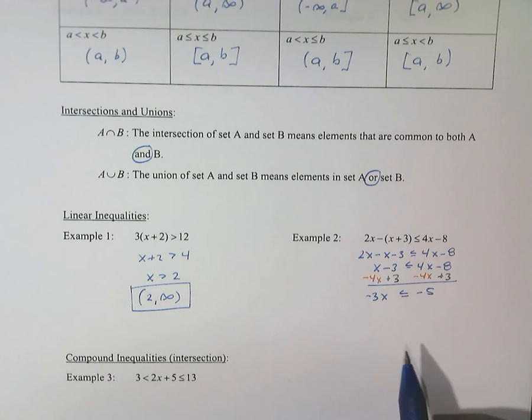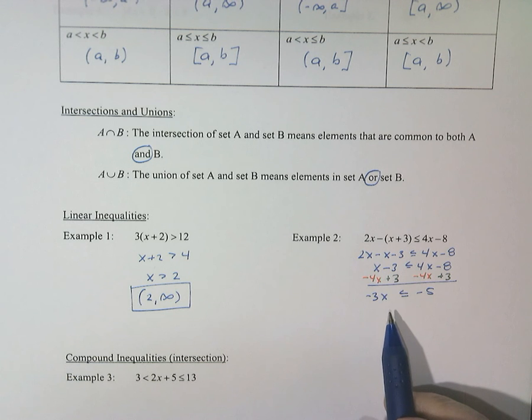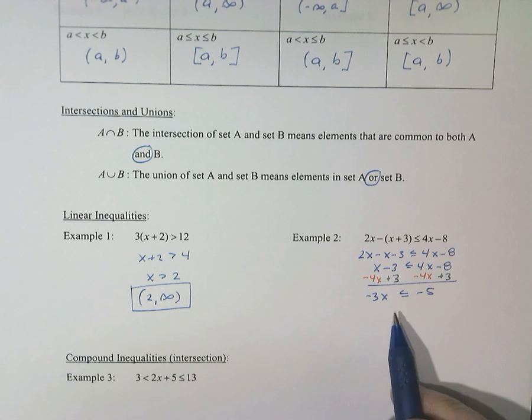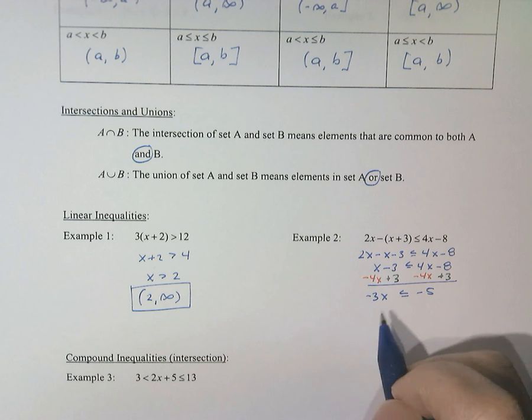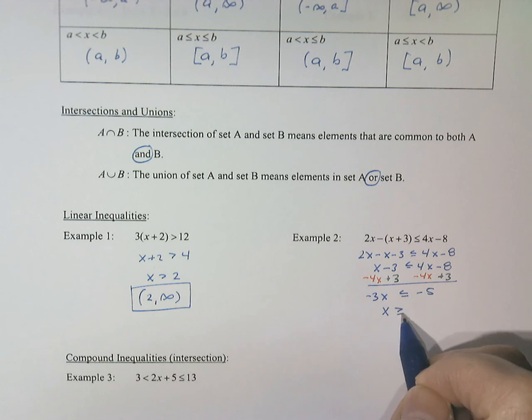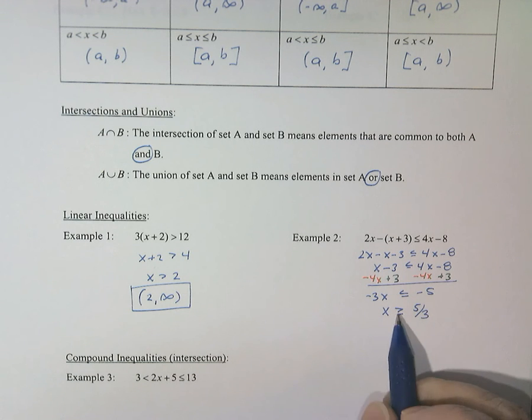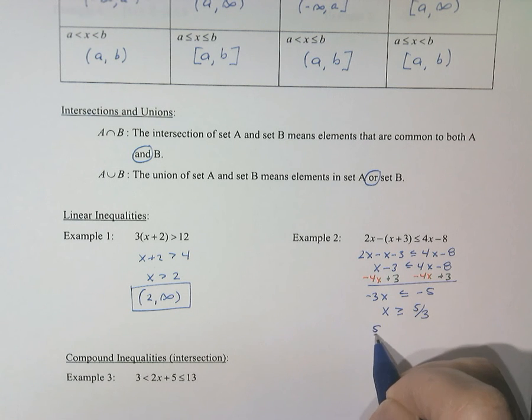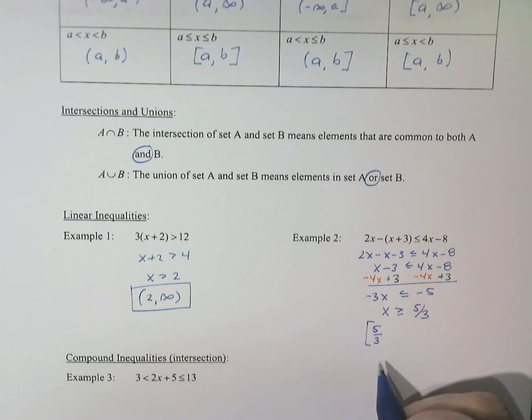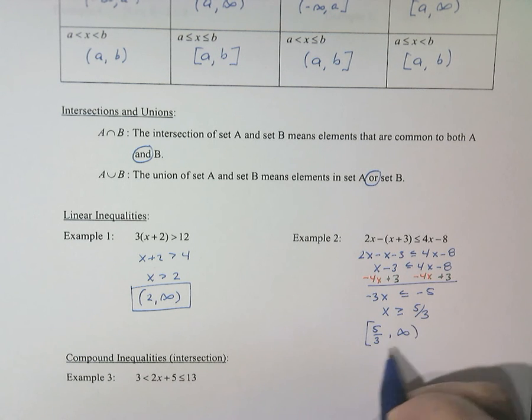And I'm going to divide by negative 3. And if you remember from Algebra 1 and Algebra 2, if you divide or multiply by a negative number, you flip the inequality. So this is going to be x is greater than or equal to 5/3. That's inequality notation. I'm going to write it in interval notation. It includes 5/3 and it keeps going to the right.